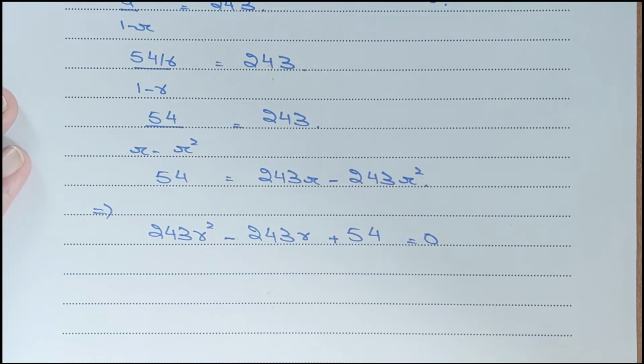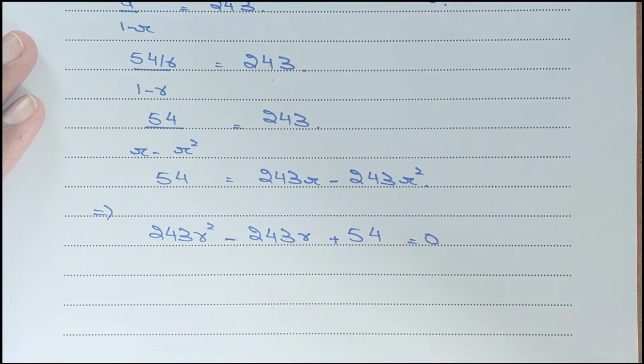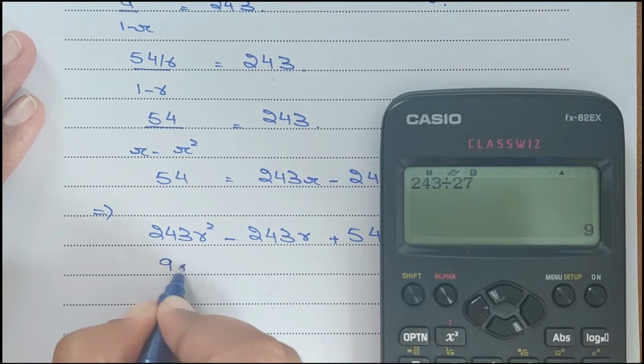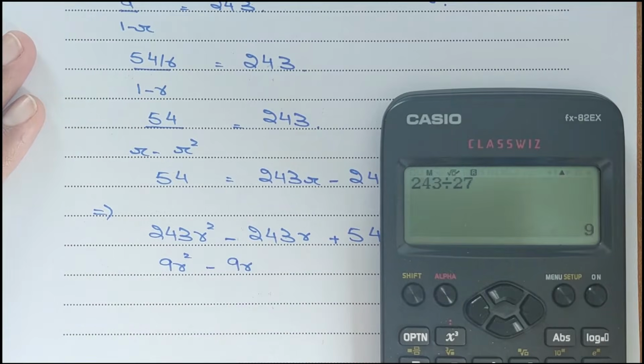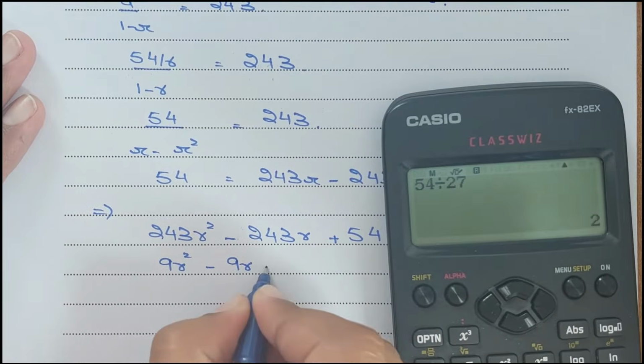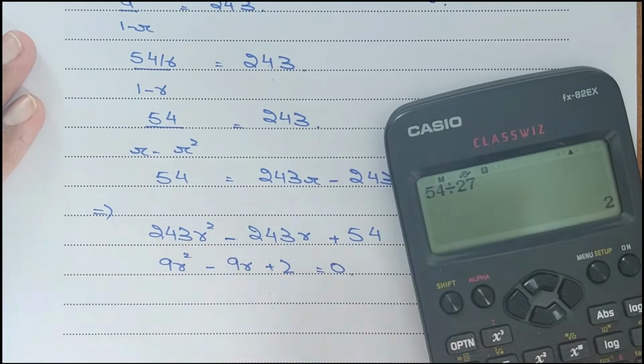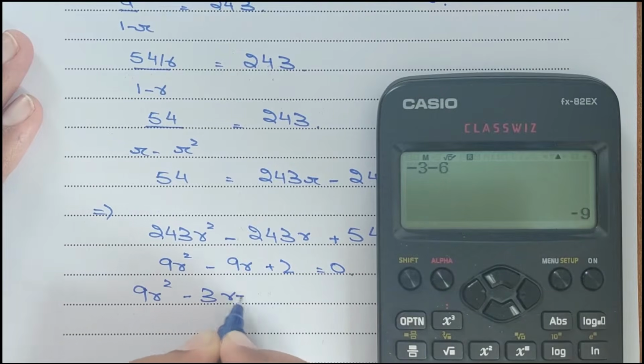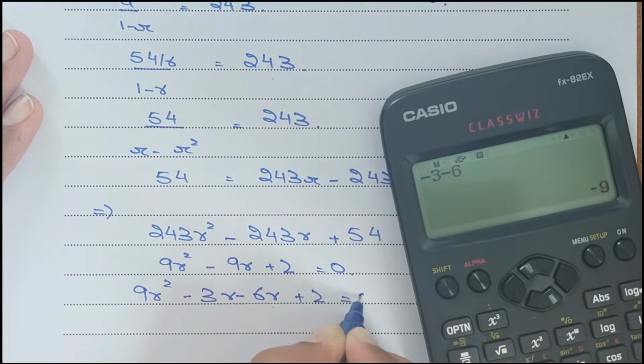Okay, now we need to factorize this. The common factor of 243 and 54 is 27. 243 divided by 27 is 9r square minus 9r, and 54 divided by 27 is 2, plus 2 equals 0. Okay, factors: 9 times 2 is 18, and we have to make, okay, 3 times 6 is 18, and negative 3 negative 6 is negative 9. 9r square minus 3r minus 6r plus 2 equals 0.